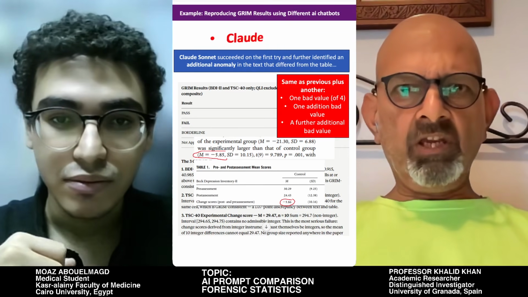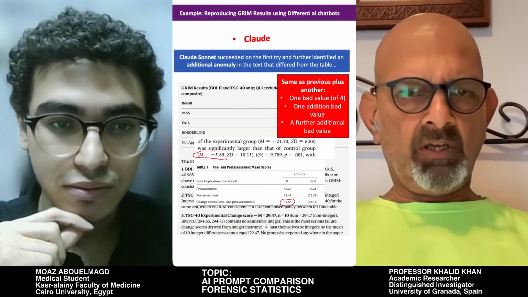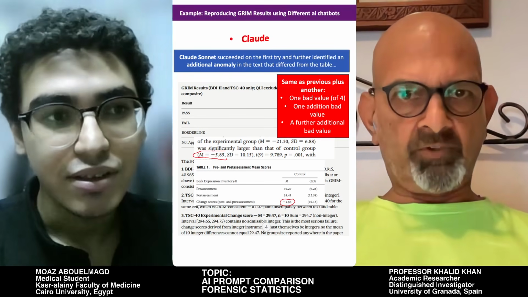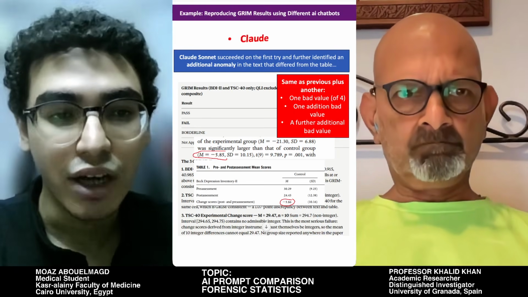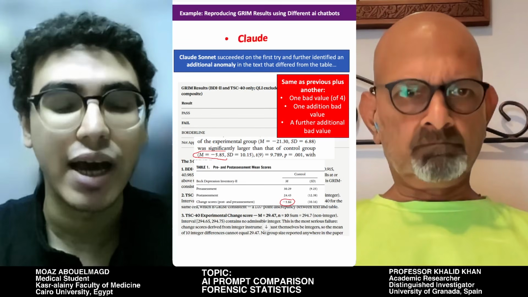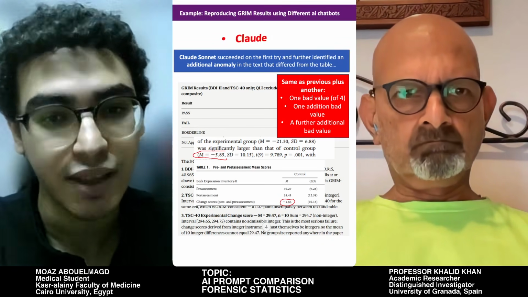All right. So here we discover an additional feature that was not previously discovered, neither by human analysis nor by the previous two prompts. Yes, exactly. Claude could identify a problem in reporting of the same variable in the text and the table and highlighted that problem. The same value was reported differently in the text and the table.